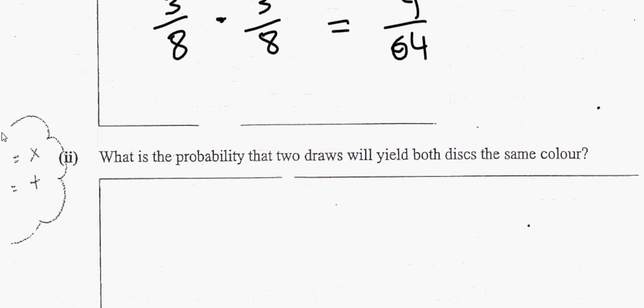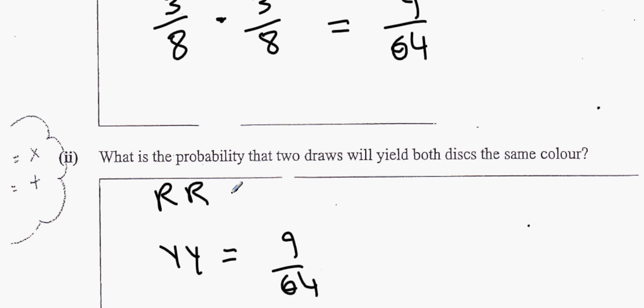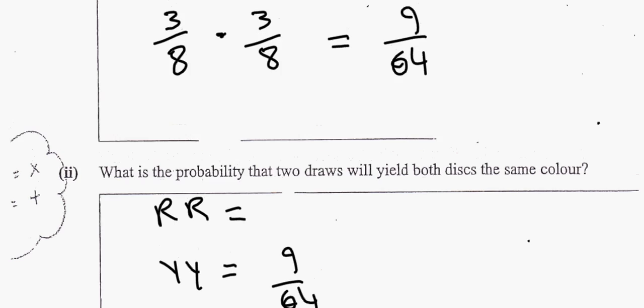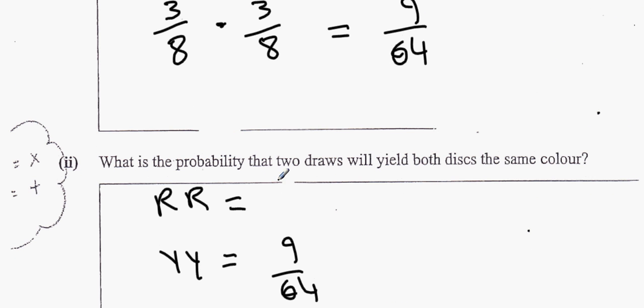What's the probability that the 2 draws will yield both discs of the same colour? So you can either have 2 reds or 2 yellows. And what we know about 2 yellows is it's 9 out of 64. But 2 reds, however, is going to be 5 out of 8 for the first red, and a second red, which is another 5 out of 8. Multiply them by each other and you get 25 out of 64.